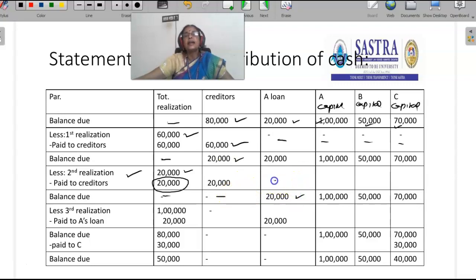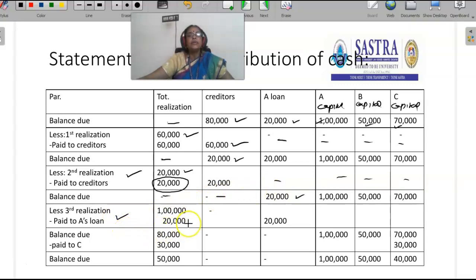The loan amount is there, 20,000. Capital is 1 lakh, 50,000, 70,000, because they are not paying any money out of the second realization to the partners' A's loan account and the capital accounts of all the partners. Then let's see the third realization.